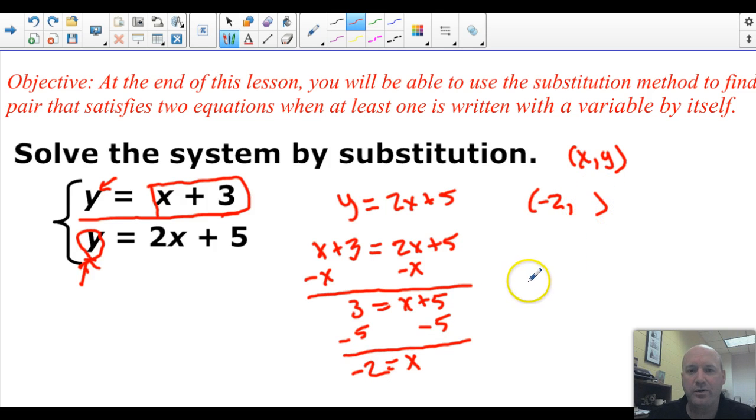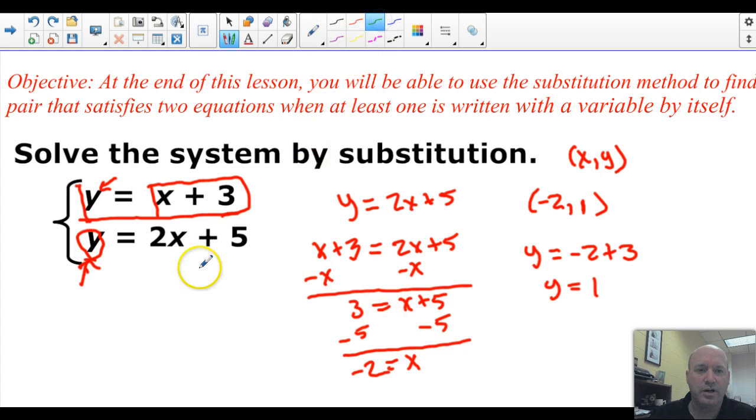And now I want to find the y coordinate. I just go back to either one of these, but normally you go back to the one you used with y by itself, and I say that y equals -2 plus 3. So y equals 1. And you're going to be expected to check your answer. So we're going to check our answer by plugging the ordered pair (-2, 1) into both of these equations.